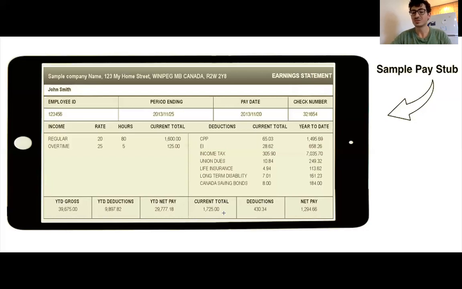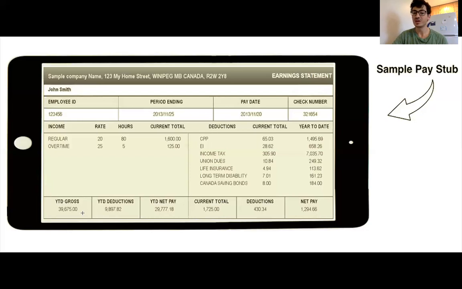But there's going to be some deductions. So your net pay is how much actually gets put into your bank account after deductions are taken off. So the net pay is how much you actually make, and they can be quite different depending on what deductions you have. And then over here, I'll get to deductions in a second.